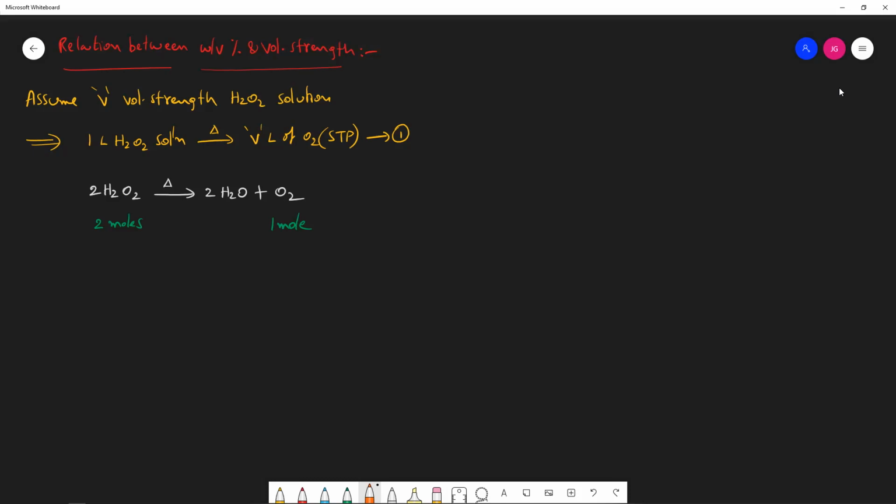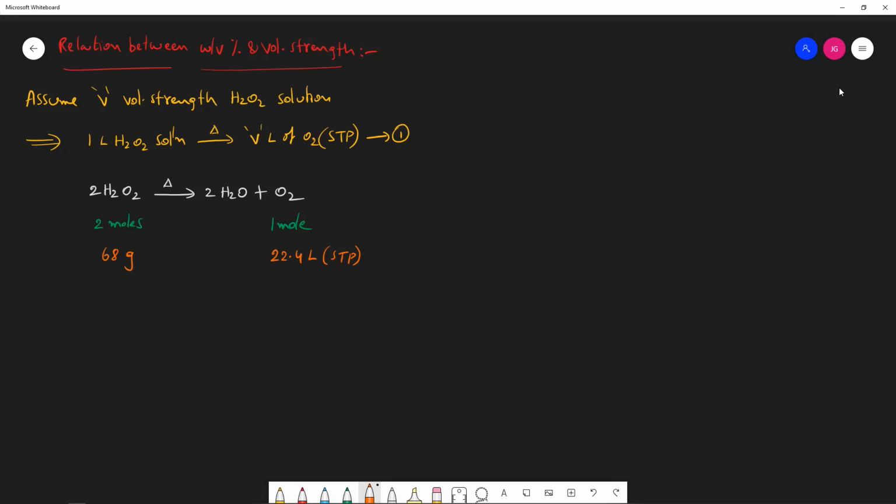So 34 into 2, so it is going to be 68. So here it is going to be 68 grams. If you take 68 grams of H2O2, then it is going to produce 22.4 liter, provided the conditions are STP, because we know that 1 mole of any gas occupies 22.4 liter at STP. So if 68 grams of hydrogen peroxide is taken, that is going to liberate 22.4 liter of oxygen gas at STP.